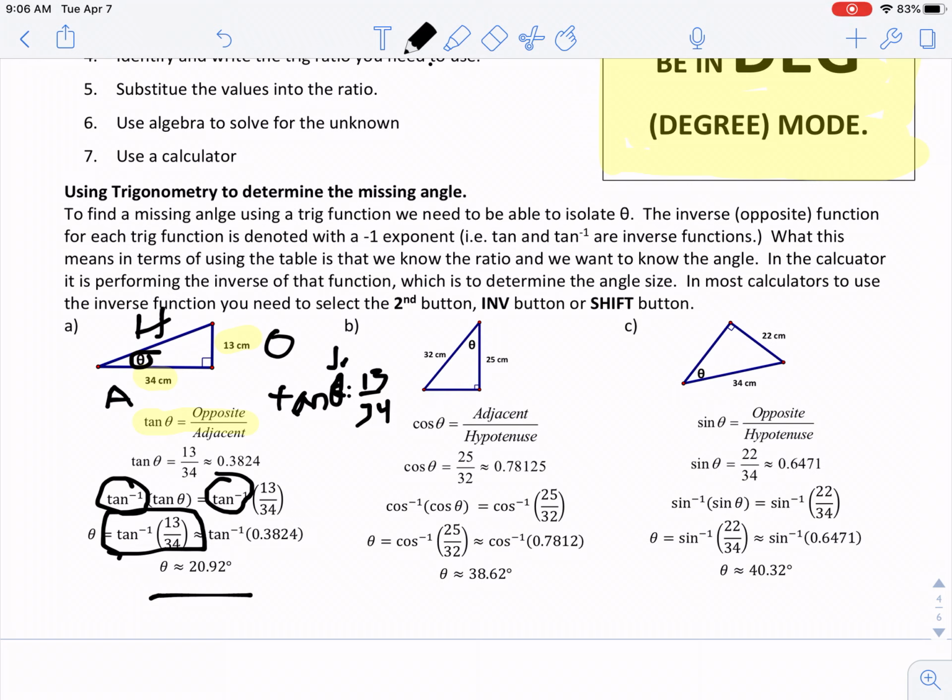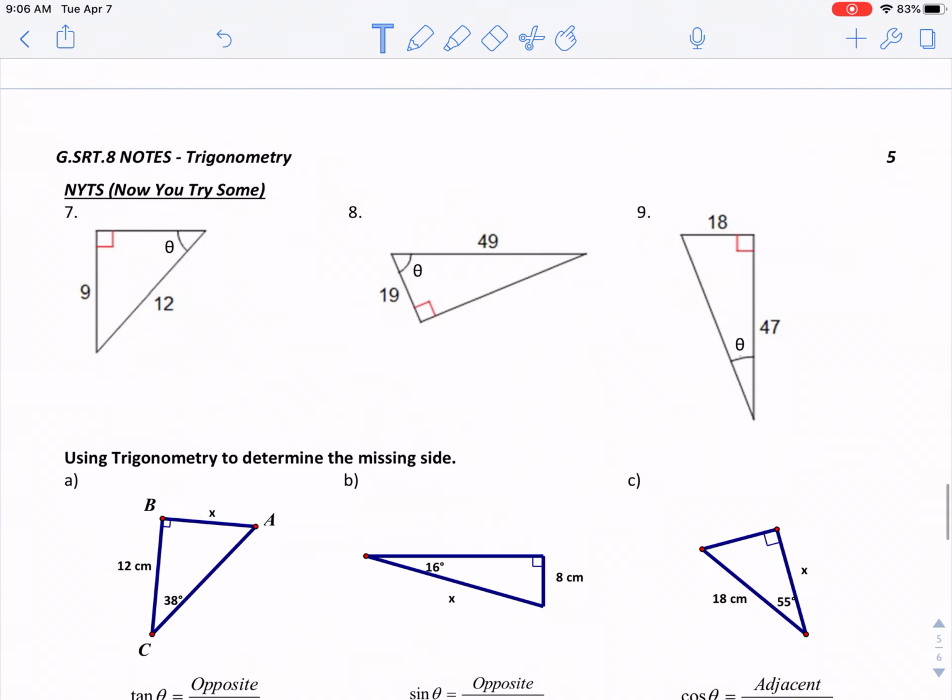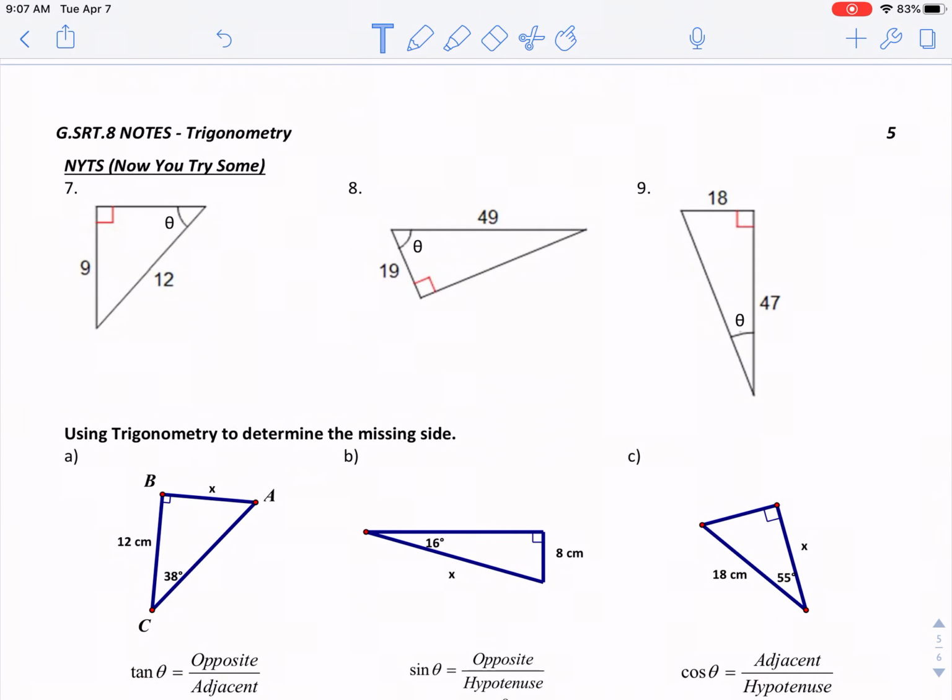All right, if you look at the other two, they're doing the same thing. One just uses cosine because they have the adjacent and hypotenuse sides. The other one uses sine because they have the opposite and hypotenuse sides. All right, I'm going to work one of these down here. I'm going to leave you 8 and 9 to do. I'm going to work on 7 real quick with you all.